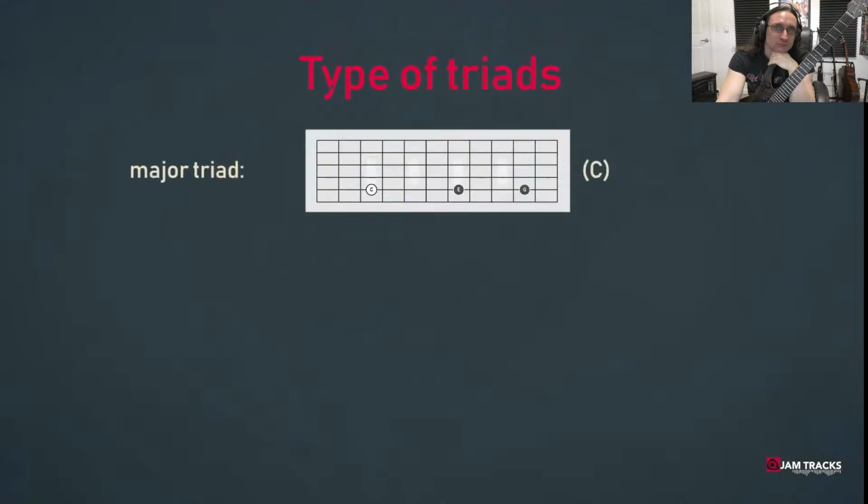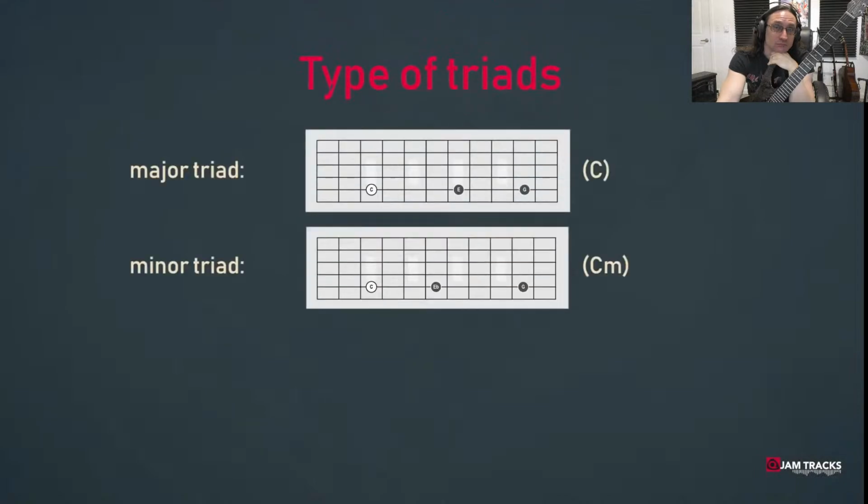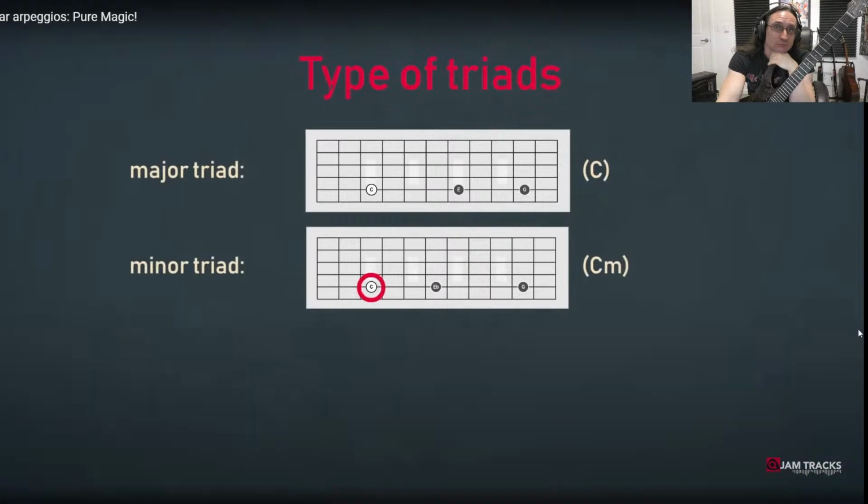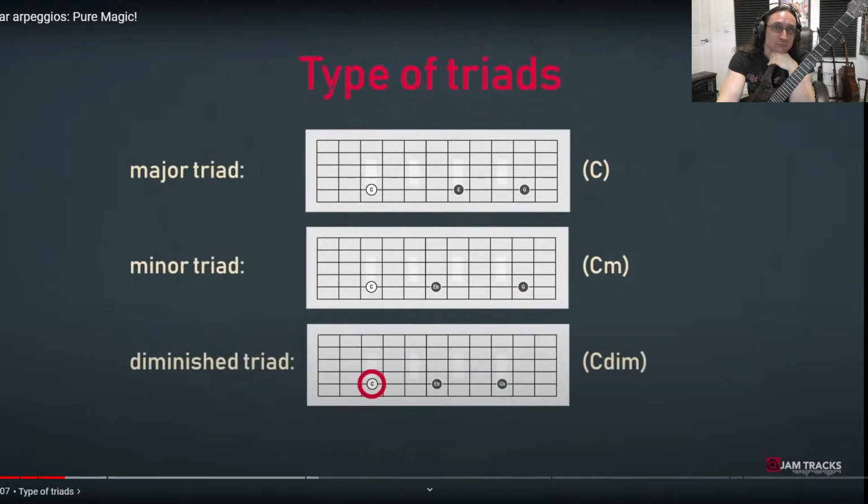Now we have created an arpeggio on the C major triad, but this is not what we're going to use. Besides the major triad, there are 2 more triads. The C minor triad, consisting of the tonic C, the minor 3rd E flat, and the 5th G. The C diminished triad, consisting of the tonic C, the minor 3rd E flat, and the diminished 5th G flat.